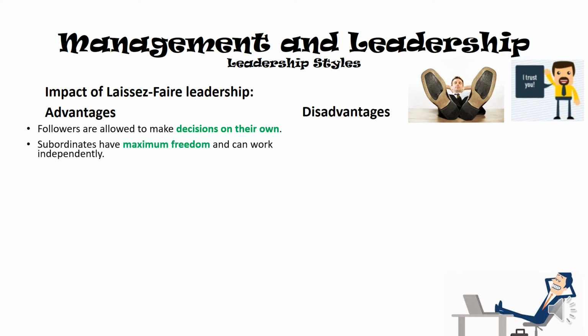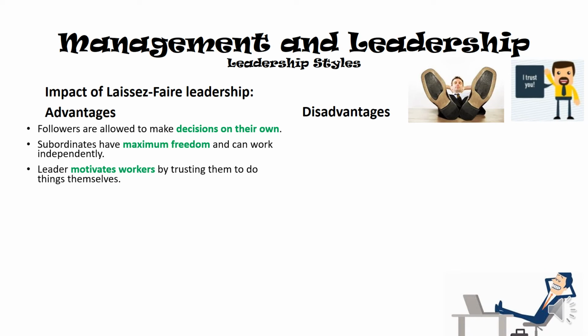Subordinates in this case have the maximum freedom because we allow them to work independently. They know what has to get done, they are responsible, they are knowledgeable. We give them the freedom to decide how they would like to do their job. We know they can work on their own and we don't have to check up on them all the time.